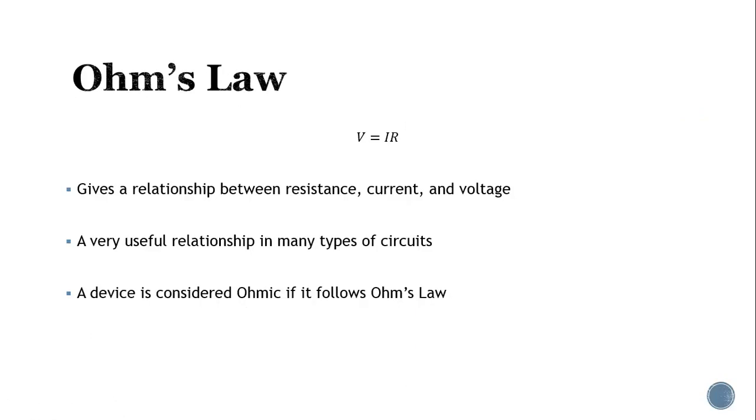The next rule that we have is what's called Ohm's law. Ohm's law gives a relationship between resistance, current, and voltage that works very well in lots of different types of electrical devices. Anything that we would generally consider to be a resistor in an electric circuit, which basically is something that resists the flow of current, follows Ohm's law. It's a very useful relationship for many types of things and many types of circuits. A device is considered ohmic if it follows Ohm's law.